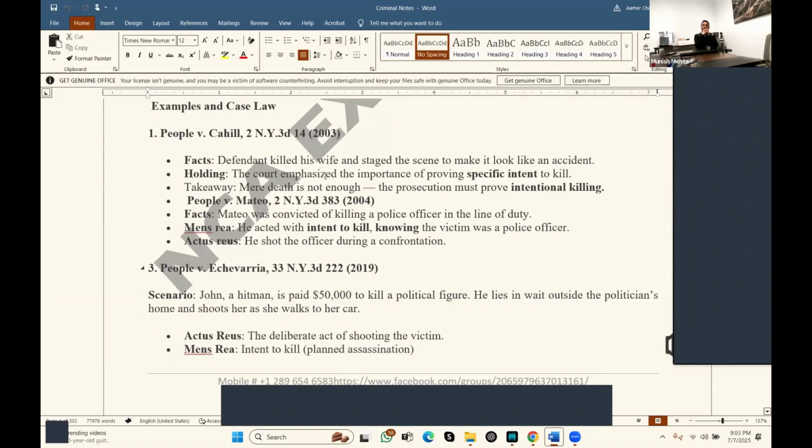Holding: the court emphasized the importance of proving specific intent to kill. Specific intention to kill, first degree murder. Specific intention to kill, plus of course, if he killed his wife there would be some deliberation too. Okay, takeaway: mere death is not enough. The prosecution must prove intentional killing. If only intention, second degree murder, but intention plus deliberation, then first degree murder.